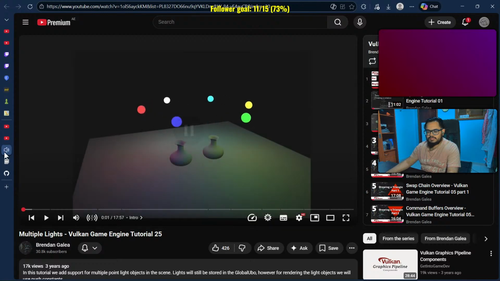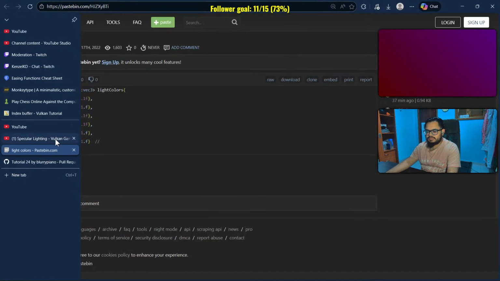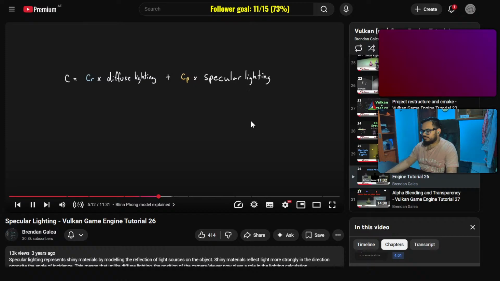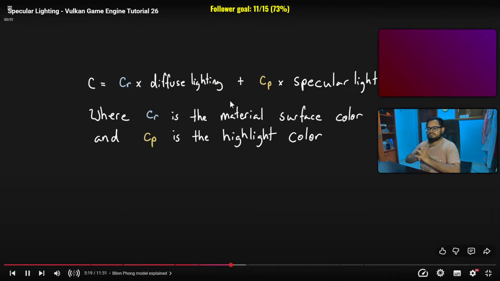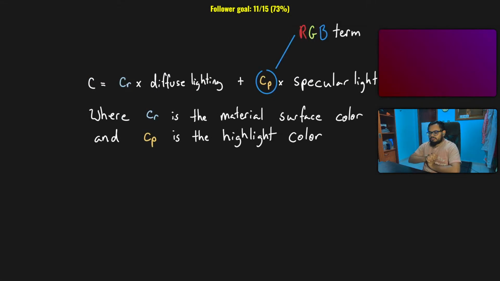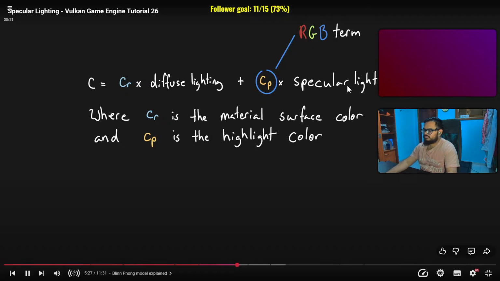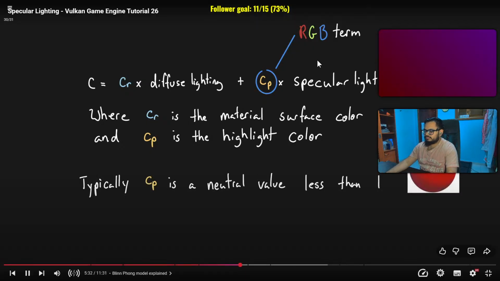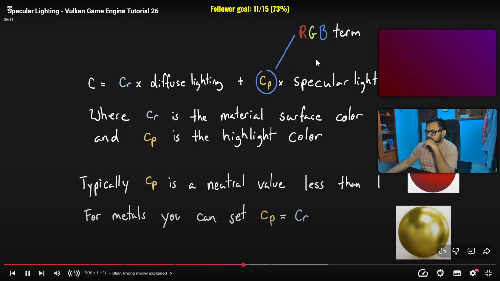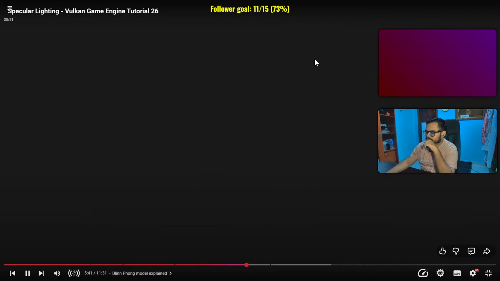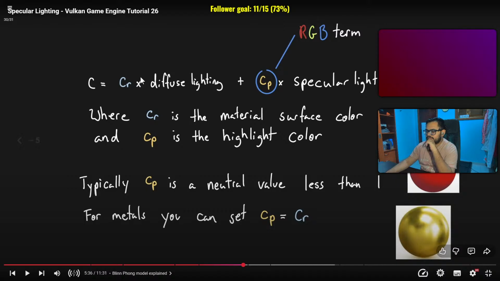Hello, coders. One last addition that is commonly made is to add a control term to configure the strength and color of the highlight based on the material. This is an RGB term that is multiplied by the light color and specular light intensity prior to combining with the diffuse component. Most often it is useful to make this a neutral value less than 1. However, for some materials such as gold and other metals, this term can be set to the material color because highlights on metal can take on the surface color.